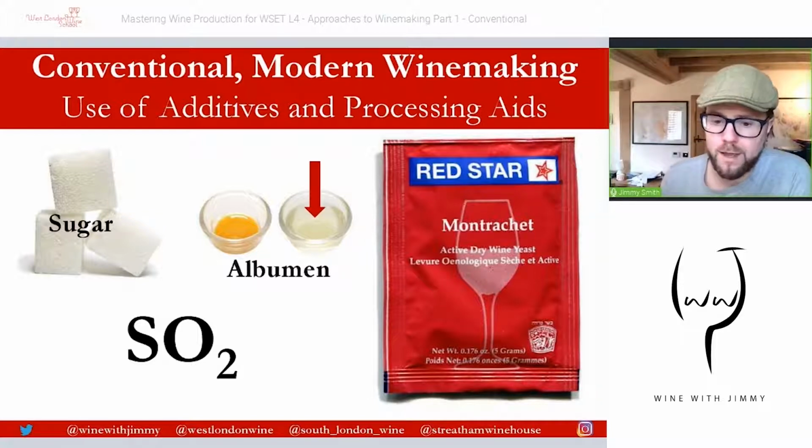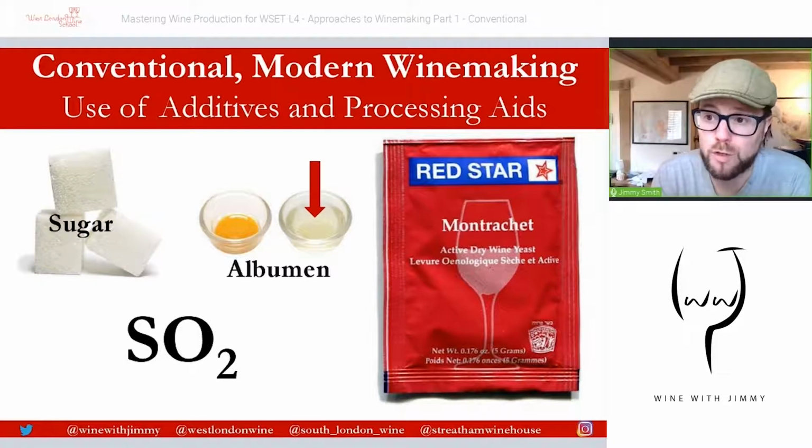Also, down at the bottom there, SO2. So the addition of the gas, sulfur dioxide, to protect the wine as an antiseptic and an antioxidant is used widely across winemaking, something we'll touch on, of course, later on. Also, on the right-hand side, I pulled this picture off the internet, which I think is quite fascinating. The use of cultured yeasts.